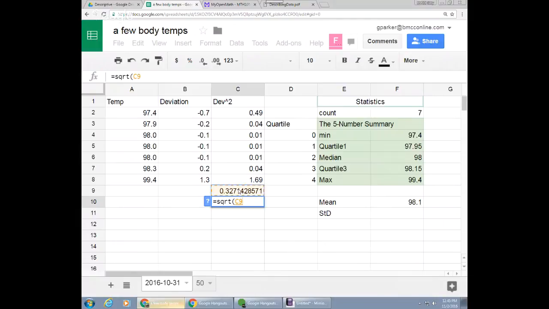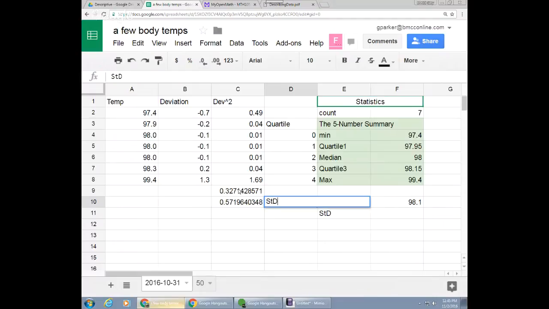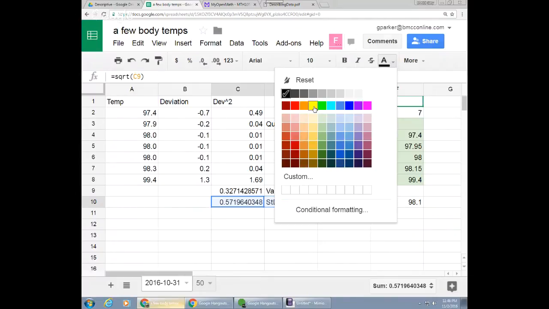I take the square root of that number, and this number that I end up with, that's what's called the standard deviation. The number I found before is what's called the variance. Variance isn't that useful, but it's kind of useful, but not really. Standard deviation is way more useful. So this number right here is very important. So let's highlight that in yellow.